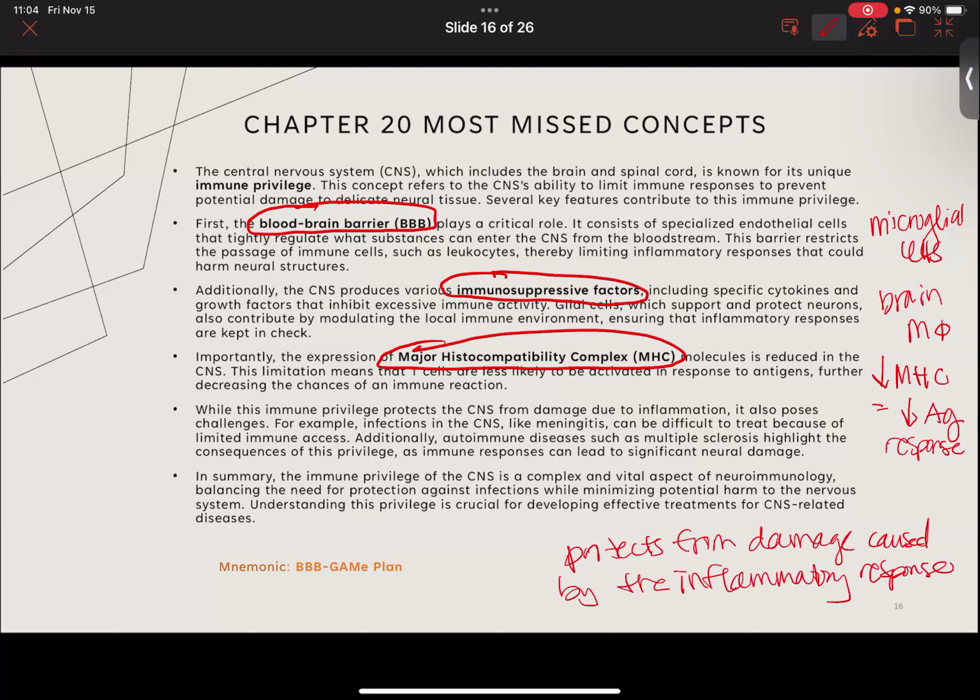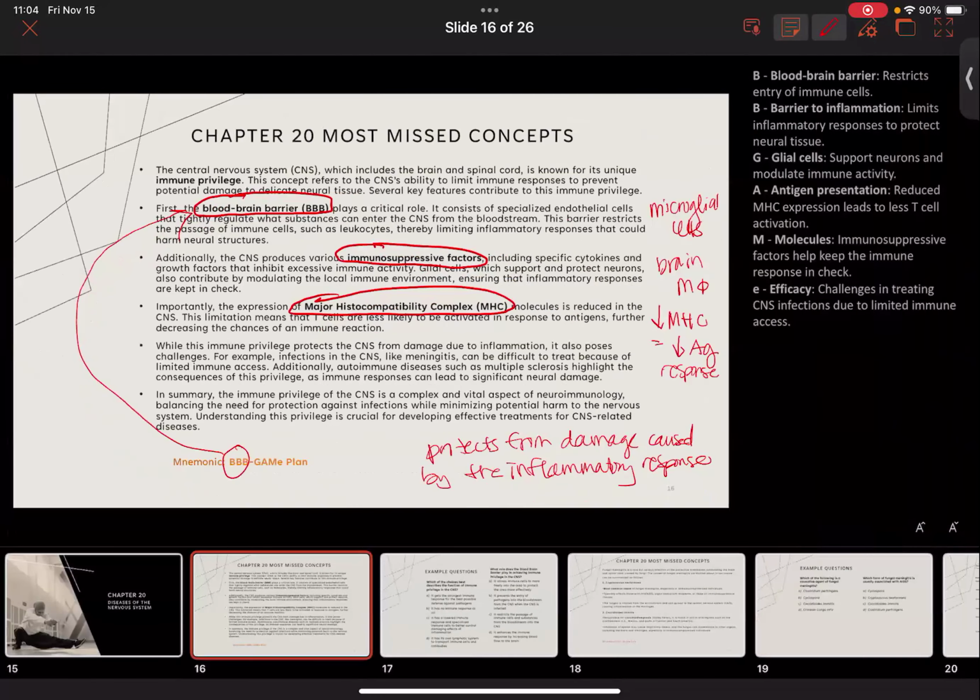All right. So our little mnemonic here is BBB game plan. BBB obviously is blood-brain barrier. Up here, our game plan is going to be referring to all of our immunosuppressive factors that we have going on. So G being our glial cells.